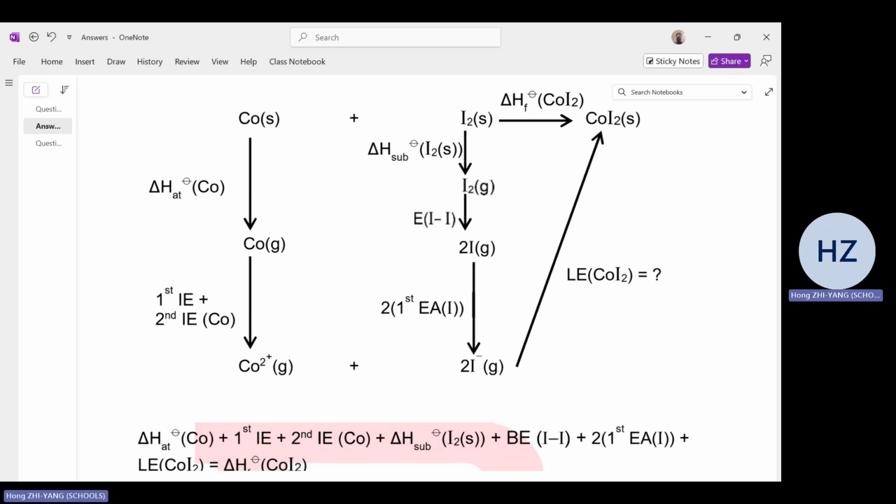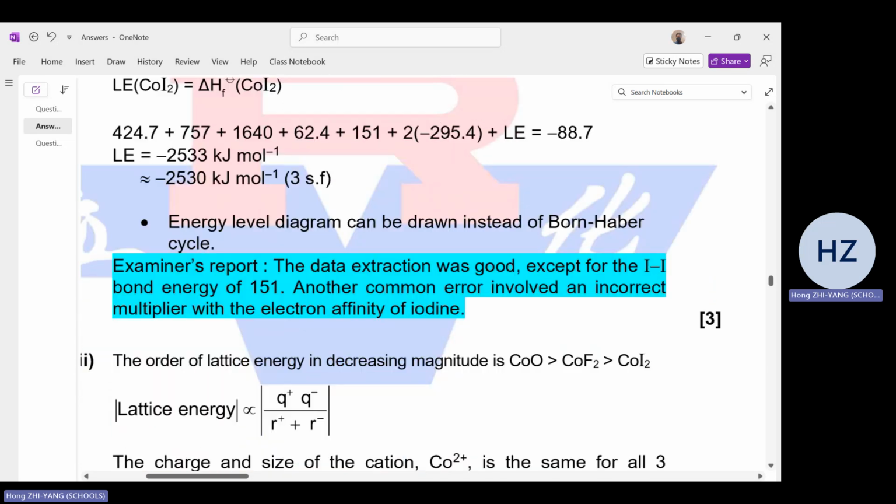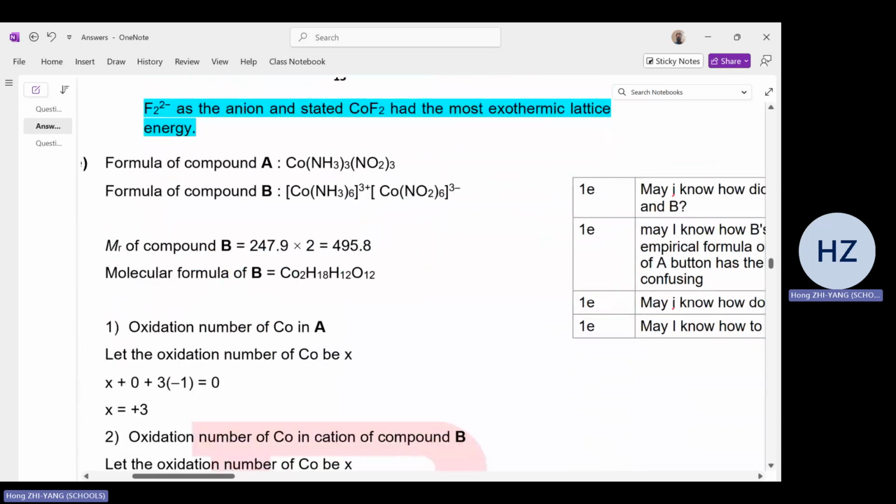It's a Born-Haber cycle. Do you know that the Born-Haber cycle is meant for a classification of compounds? If you read your notes carefully, it's only for ionic compounds. If you have covalent compounds, this is never used. Just think about it. Look up those details. Let's go on to this one.